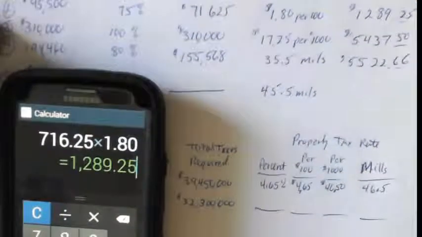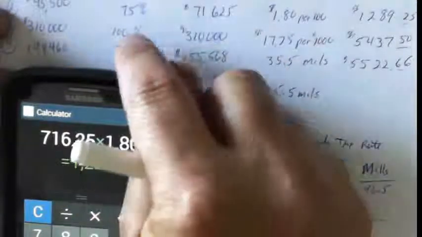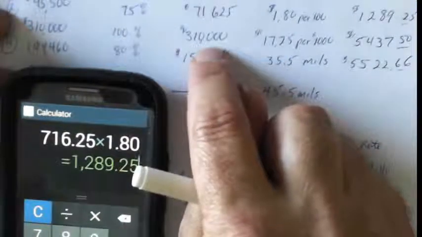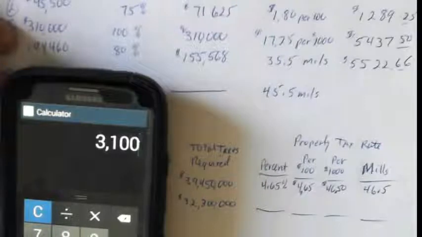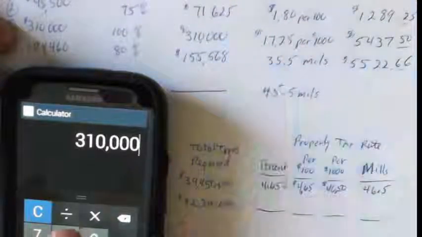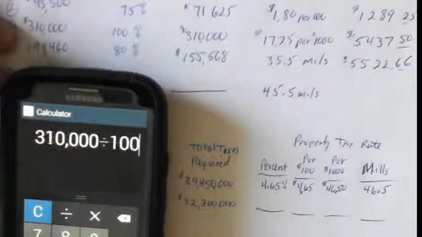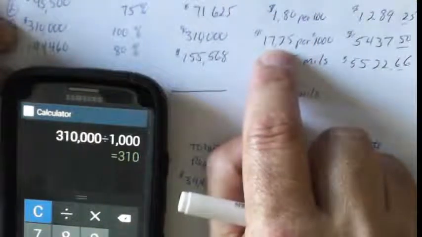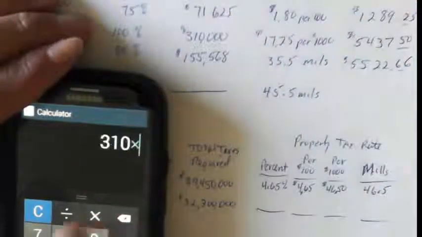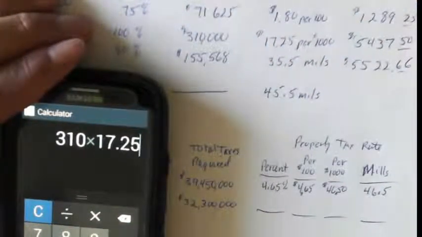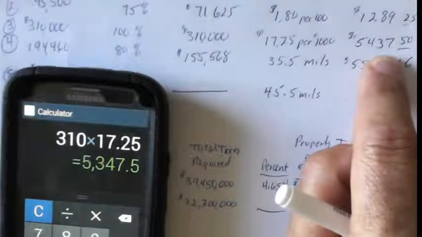In the third example, the property tax rate is per 1,000. The assessment rate is 100%, so the assessed value is the entire fair market value. And that's per 1,000, so let's either move the decimal over 3 spots or divide by 1,000. And we're going to multiply that by 17.25 per. Okay. So that's how we're getting these numbers.